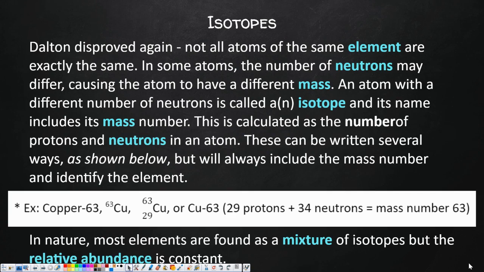Protons have a mass of 1. Neutrons are close enough to the mass of a proton that we also say that they have a mass of 1. Can my protons change without changing the identity of my element? No. Could my neutrons change without changing the identity of my element? Yes. So that change in mass is due to it having a different number of neutrons than other atoms of the same element.